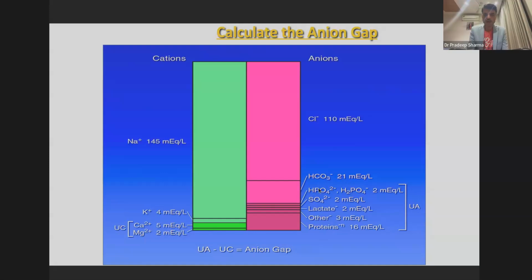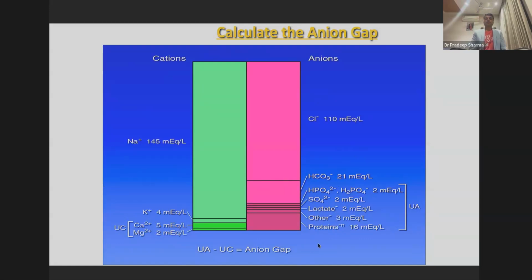If you add all these unmeasured anions, which will be 2 plus 2 plus 2, 6, plus 3, 9, plus 16, 25. Now I subtract the unmeasured cations, which is 7 out of 25. This will also be equal to 18. So whether you do this way or you do that way, the answer will be the same. But in real life, you cannot measure the unmeasured anions and the unmeasured cations. So you do the reverse.